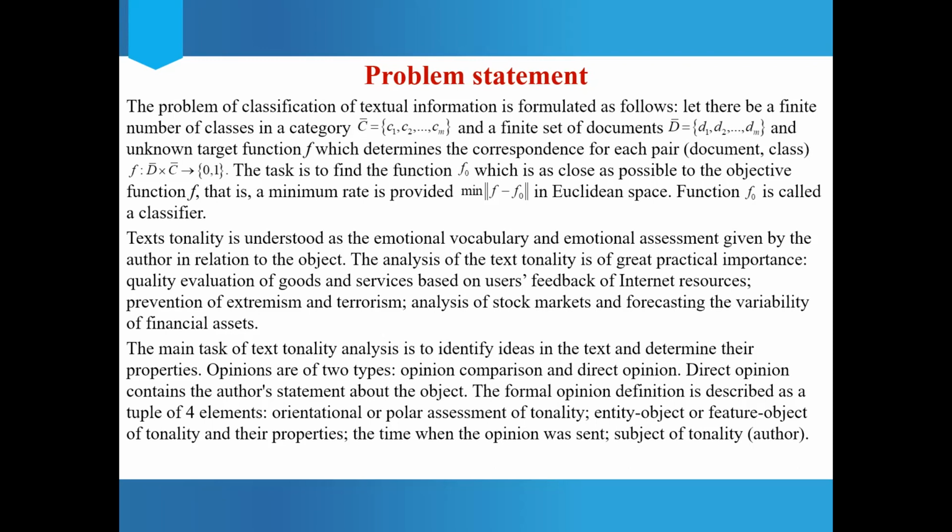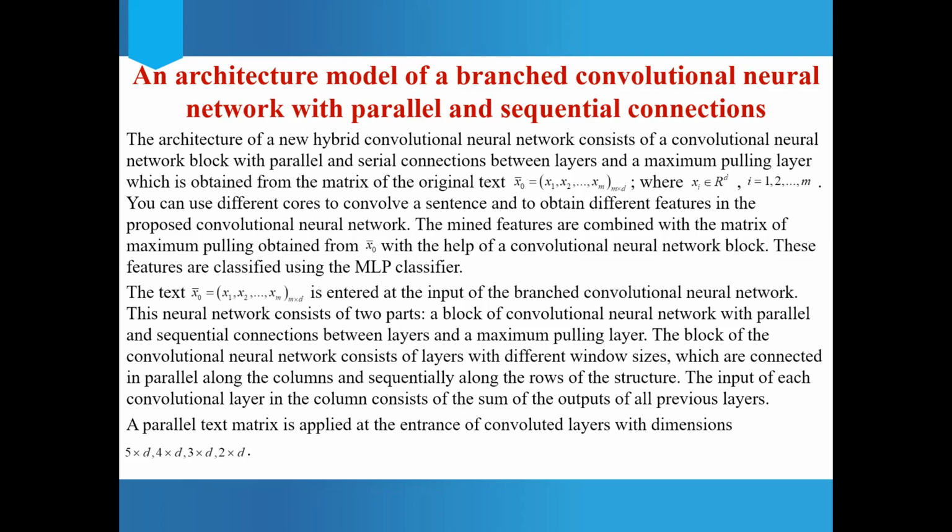The formal opinion definition is described as a tuple of four elements: orientational or polar assessment of tonality, entity or object of tonality and their properties, the time when the opinion was sent, and subject of tonality. The architecture of a new hybrid convolutional neural network consists of a convolutional neural network block with parallel and serial connection between layers, and a maximum pooling layer obtained from the matrix of the original text. You can use different kernels to convolve a sentence and to obtain different features in the proposed convolutional neural network. The mined features are combined with the matrix of maximum pooling obtained from X0 with the help of the convolutional neural network block. These features are classified using the MLP classifier.